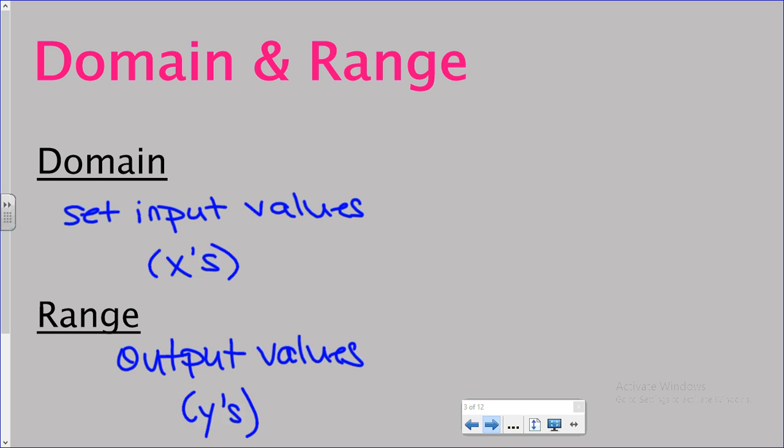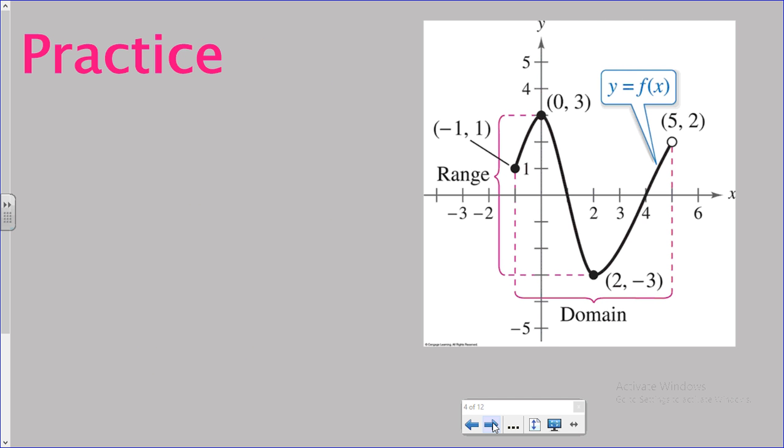Okay, so we will start with a graph. Let's look at this graph. Since the domain is the x values, we need to think of that as reading left to right. The x-axis stretches from left to right. So from left to right, which x values do we have? Where do we begin? -1. Is -1 included? Yes, because there is a closed circle. And then our domain stops at 5. But since there is an open circle, is 5 included? No.